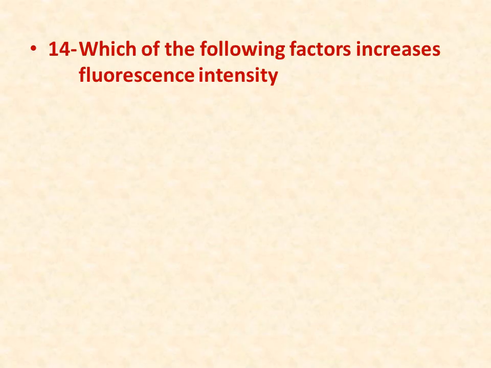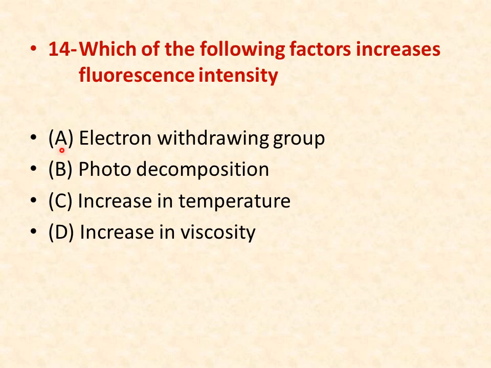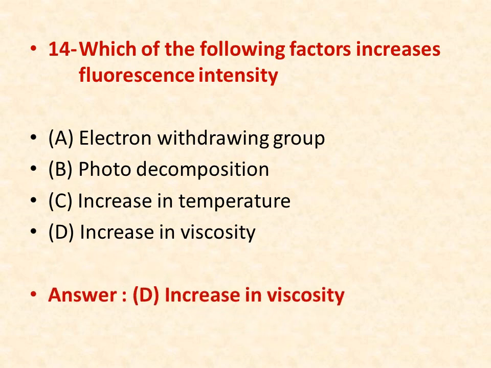Number 14. Which of the following factors increase fluorescence intensity? So let's see the factors. A is electron withdrawing group. B is the photo decomposition. C is increase in temperature, while D is increase in viscosity. So the factor which actually increases the fluorescence intensity is D, and that is increase in viscosity.